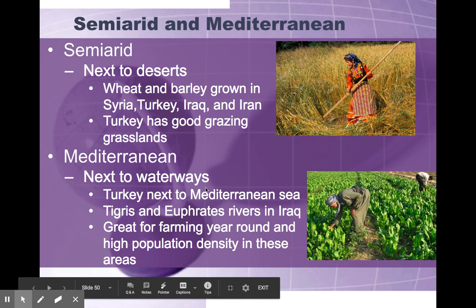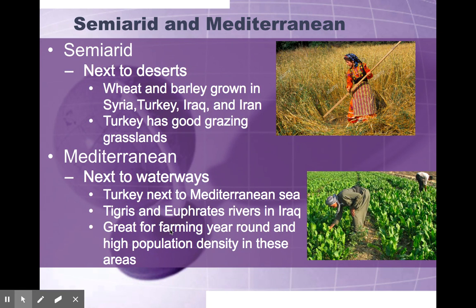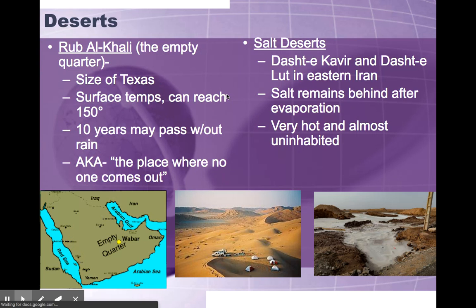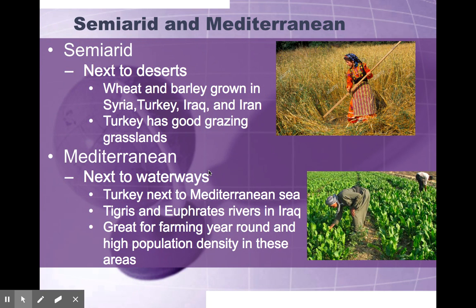And then Mediterranean is where a lot of the people live. It's next to the waterways, like the Mediterranean Sea. You can see here the Mediterranean climate next to the Mediterranean Sea. It has hot, dry summers and cool, wet winters. You can see right here around the Tigris and the Euphrates, because it's next to waterways, you have that Mediterranean climate.